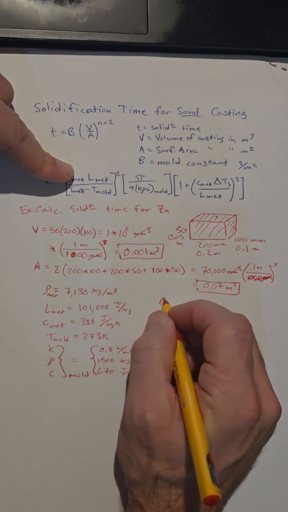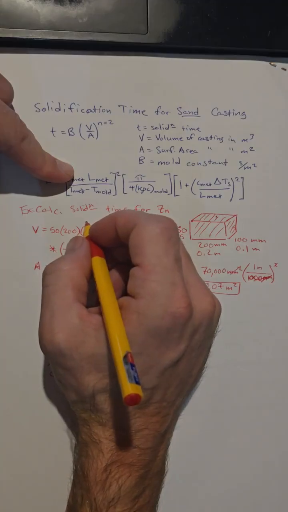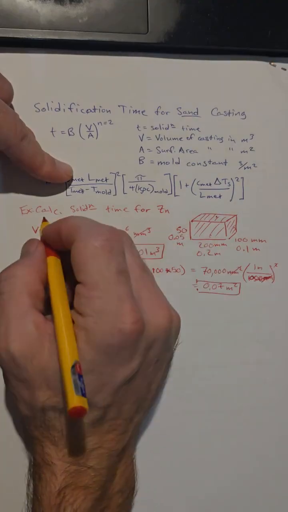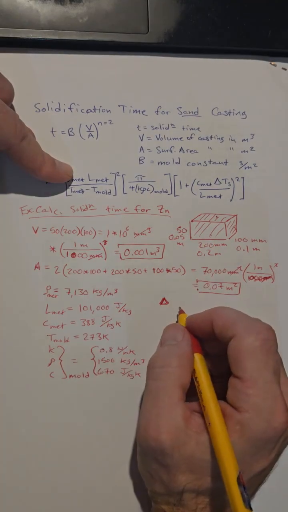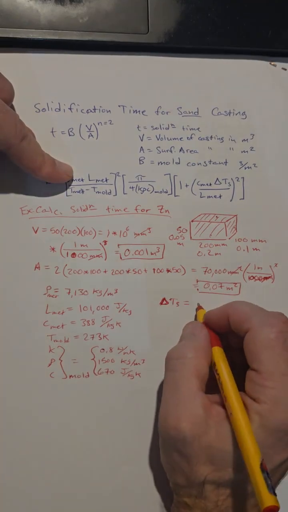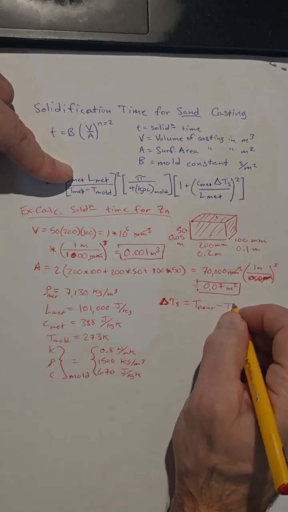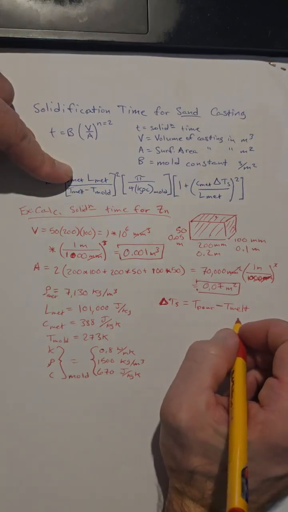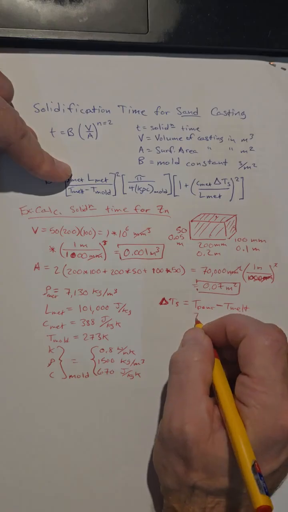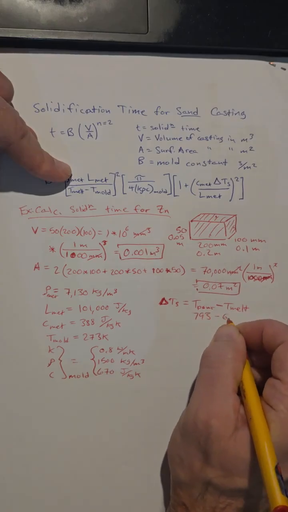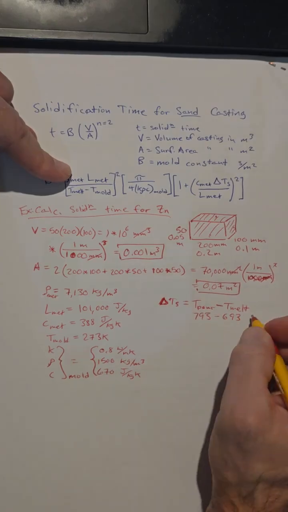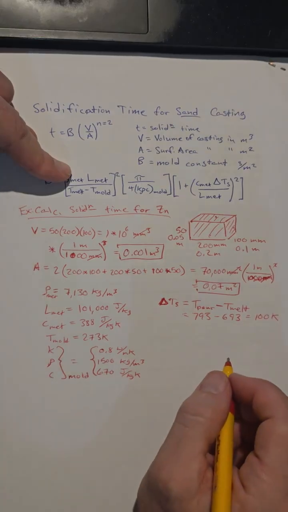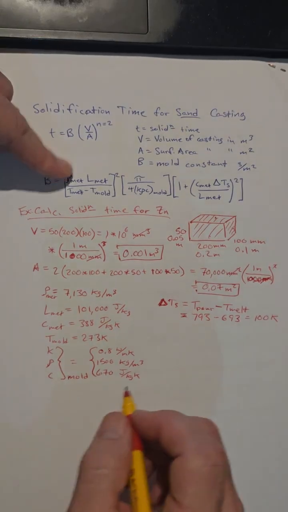Then the superheat: the problem needs to give the amount of superheat in order to solve for the solidification time. How do we calculate superheat? That is the pouring temperature minus the melting temperature, which is the solidification temperature going the opposite direction while it's cooling. So if the pouring temperature is 793 and the melting temperature of zinc is 693, then we have a 100 Kelvin superheat. Now I think I have everything to plug into my equation.